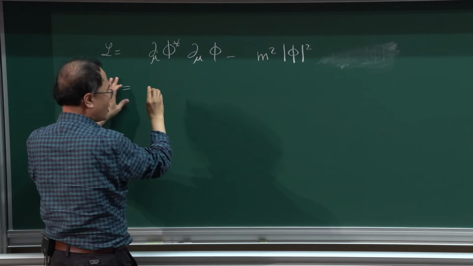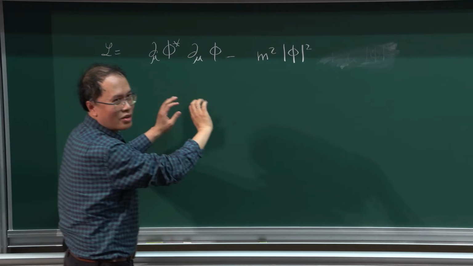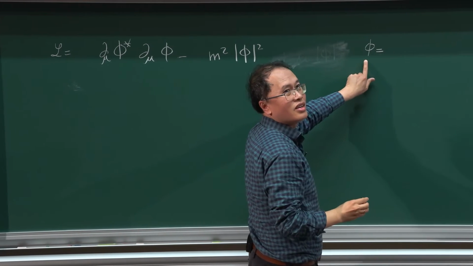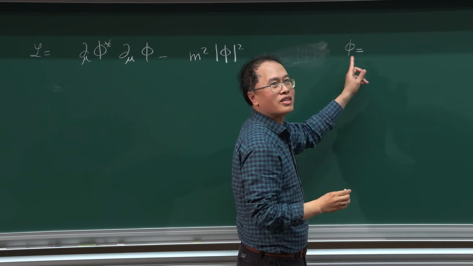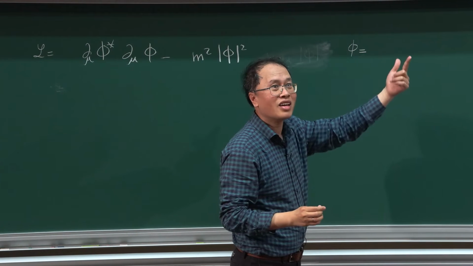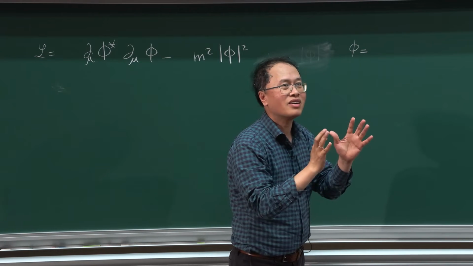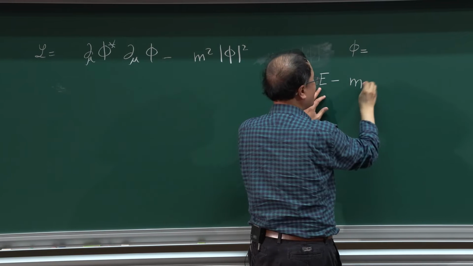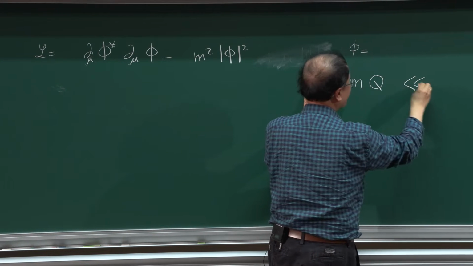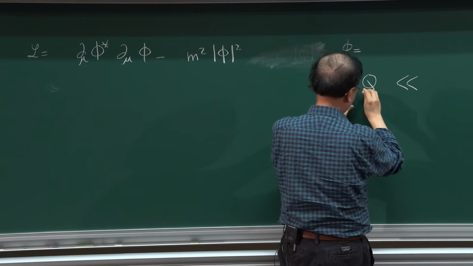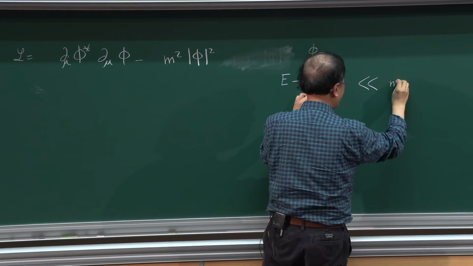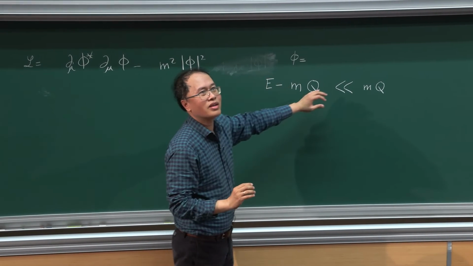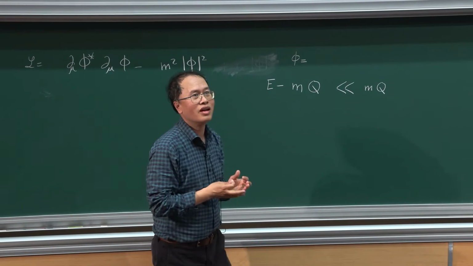Let me just say in physical terms what is happening. The operator phi is an operator that annihilates a particle or creates an antiparticle. If I now look at the sector of the theory where the energy minus m times the charge q is much smaller than the mass times q, that's the non-relativistic sector of the theory. In this sector, one can show that the theory reduces to that theory.